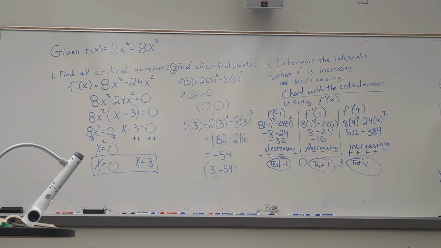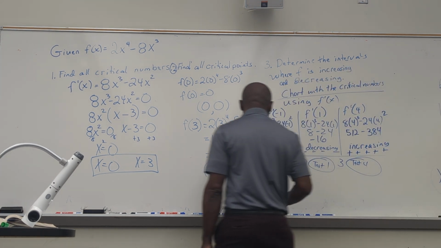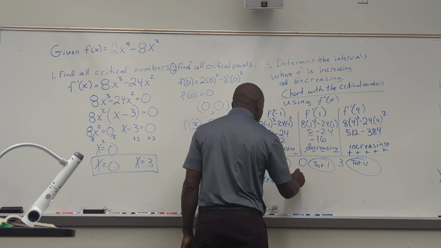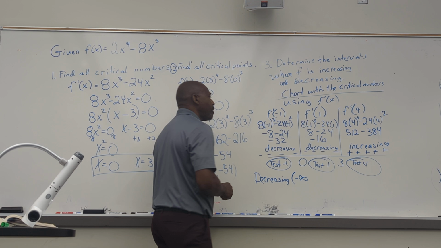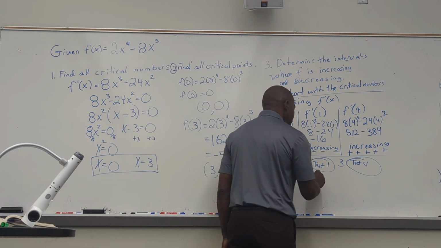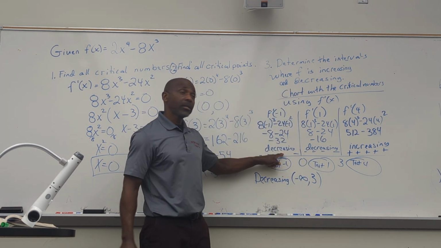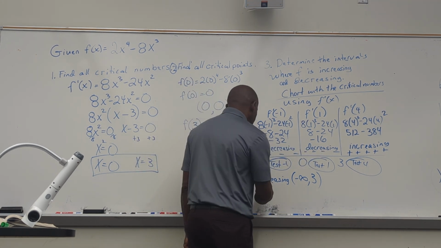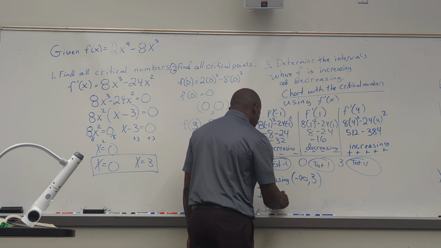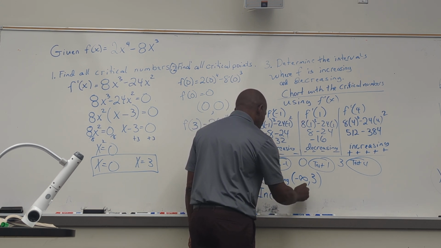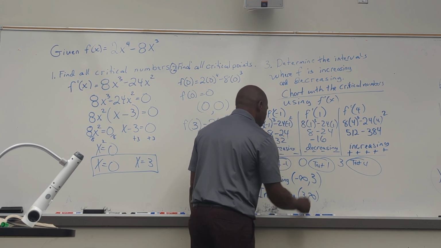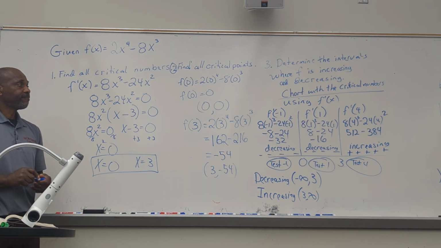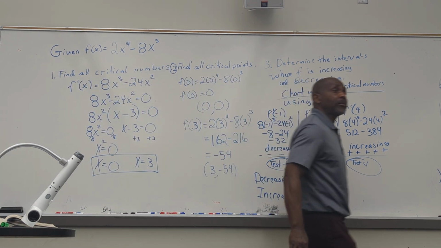Now, since I asked you to find the intervals where the graph is decreasing, where is it decreasing at? Negative infinity to where? 0. Negative infinity to where? 3. Do you understand why this is negative infinity to 3? It's decreasing here and it's still doing what? Decreasing. Where's the graph increasing? 3 to infinity. We good? Everybody good with number 3?